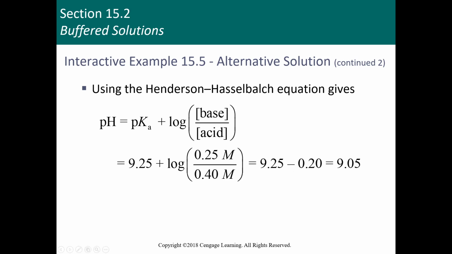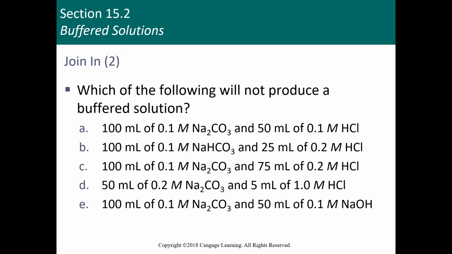Alright, so which of the following will not produce a buffered solution? What we're looking for is a weak acid and a buildup of its conjugate base, right? Or a base and its buildup of its conjugate acid. And so the one that does not produce this is going to be a base with base added to it.